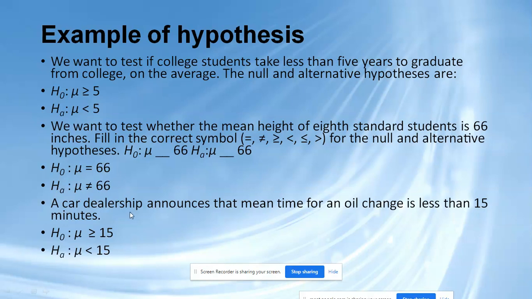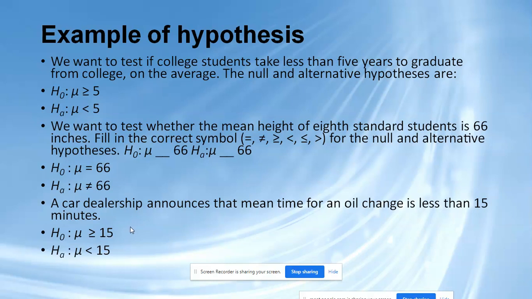Now again, a car dealership announces that the mean time for an oil change is less than 15 minutes. So what is the mean time required for an oil change, whether it is less than 15 minutes? Generally it should be less than 15 minutes. So whatever we want to accept, we write it as the alternative. The alternative hypothesis states that mu is less than 15.